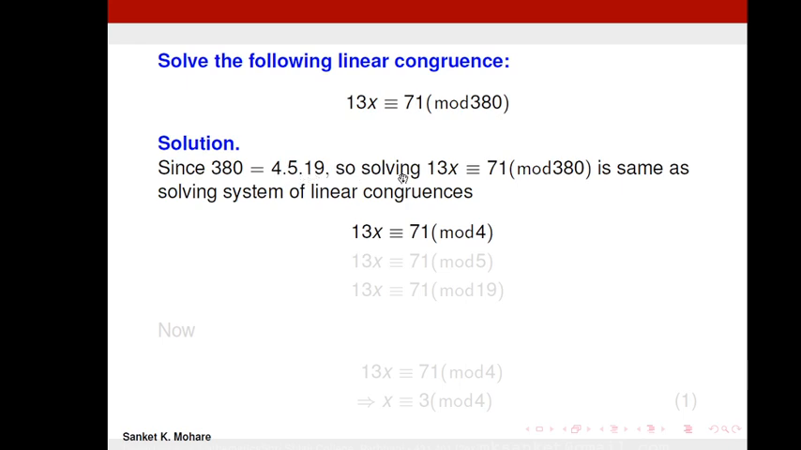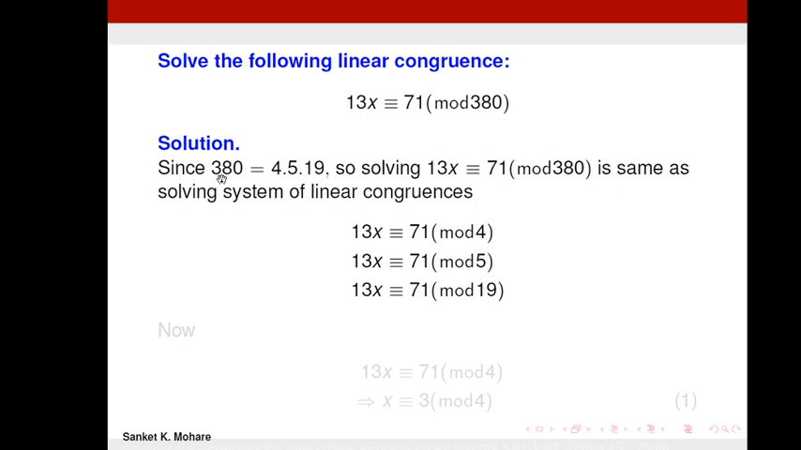So solving this congruence is the same as solving the system of linear congruences: 13x is congruent to 71 modulo 4, 13x is congruent to 71 modulo 5, 13x is congruent to 71 modulo 19. As here n is large, it is cumbersome to solve this equation in the general way. That's why here we use the Chinese remainder theorem.